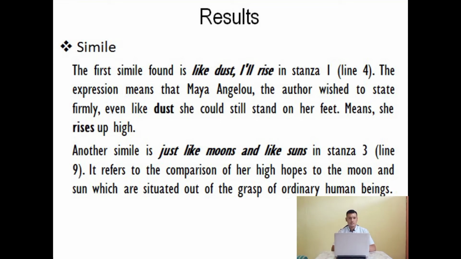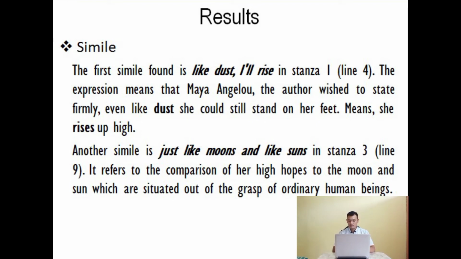There are several similes found in the poem. I will put only two as a sample. The first is "like dust I'll rise," found in stanza 1, line 4. This expression means that Maya Angelou, as the author, wished to state firmly that even like dust, she could still stand on her feet. The meaning is that she rises up high.